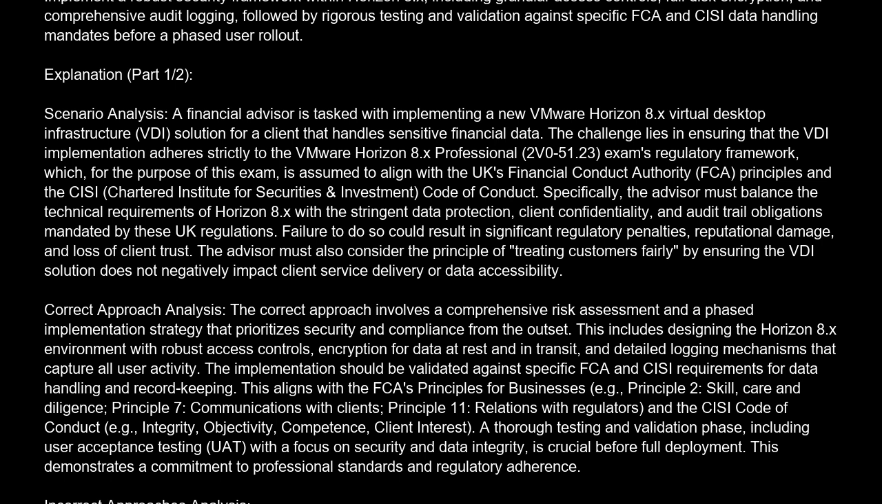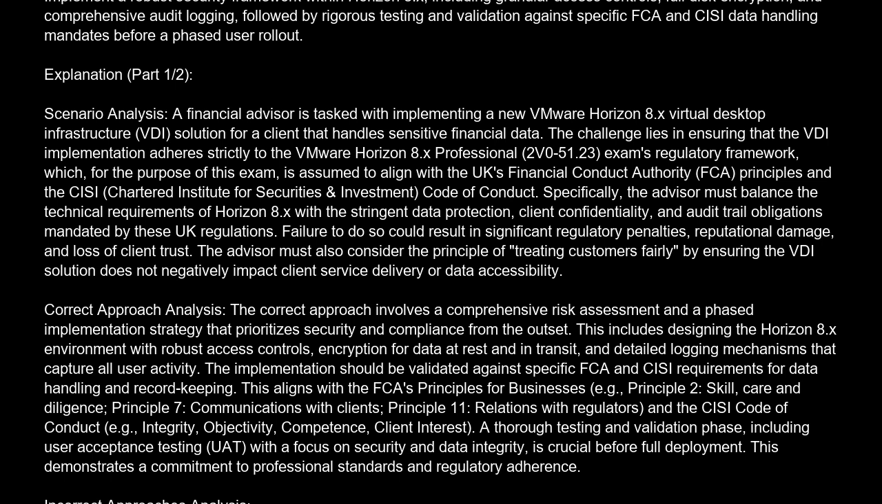This aligns with the FCA's principles for businesses, e.g., Principle 2, Skill, Care, and Diligence; Principle 7, Communications with Clients; Principle 11, Relations with Regulators; and the CISI Code of Conduct, e.g., Integrity, Objectivity, Competence, Client Interest. A thorough testing and validation phase, including user acceptance testing (UAT), with a focus on security and data integrity, is crucial before full deployment. This demonstrates a commitment to professional standards and regulatory adherence.